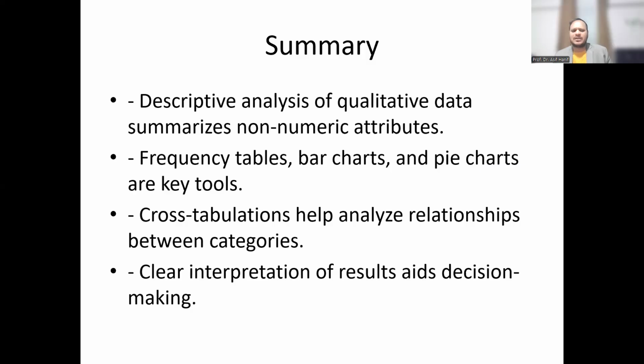In summary, qualitative data helps to make different kinds of decisions where numerical data is not involved, unlike age, hemoglobin level, height, and weight. Qualitative data most widely occurs in health setups, and it can be visualized using frequency tables, bar charts, and pie charts. Cross-tabulation helps to analyze pattern and relationship. And for better understanding, you have to give a very clear interpretation of results that can aid decision making.